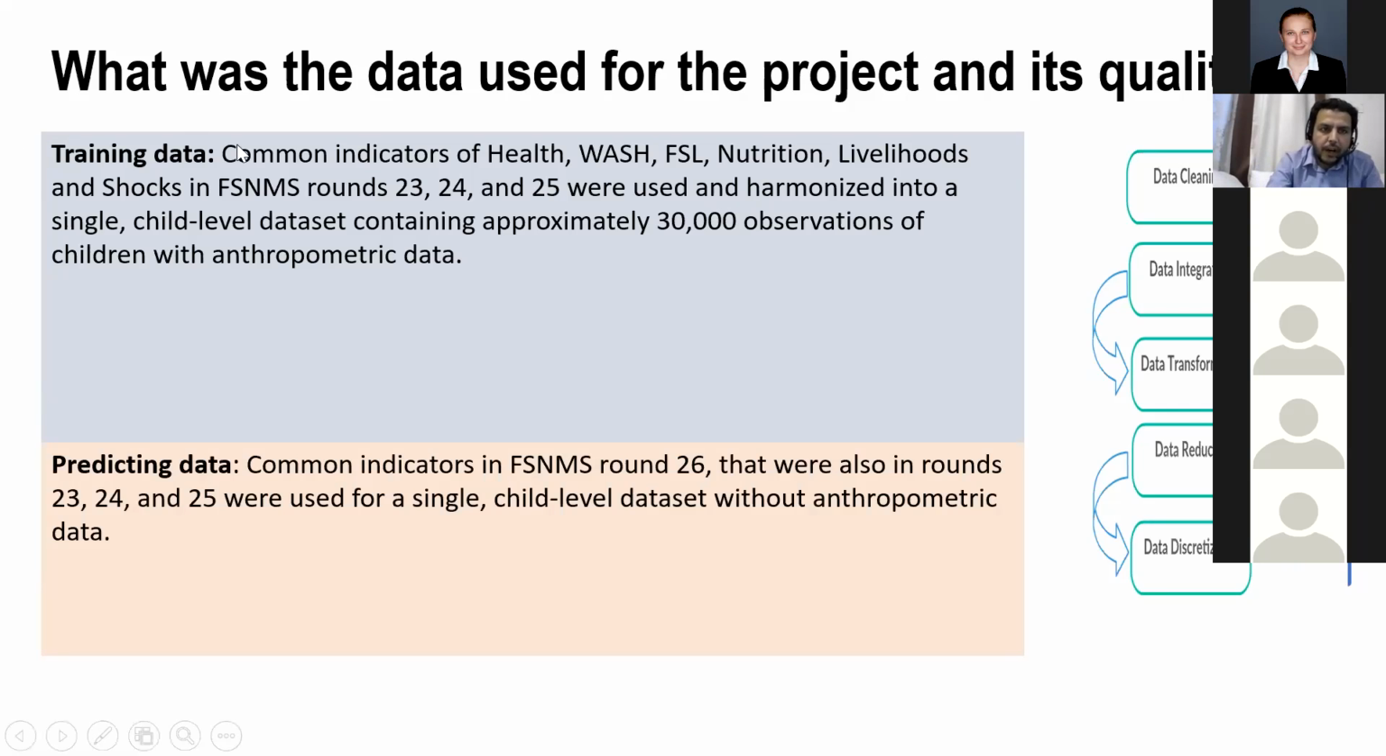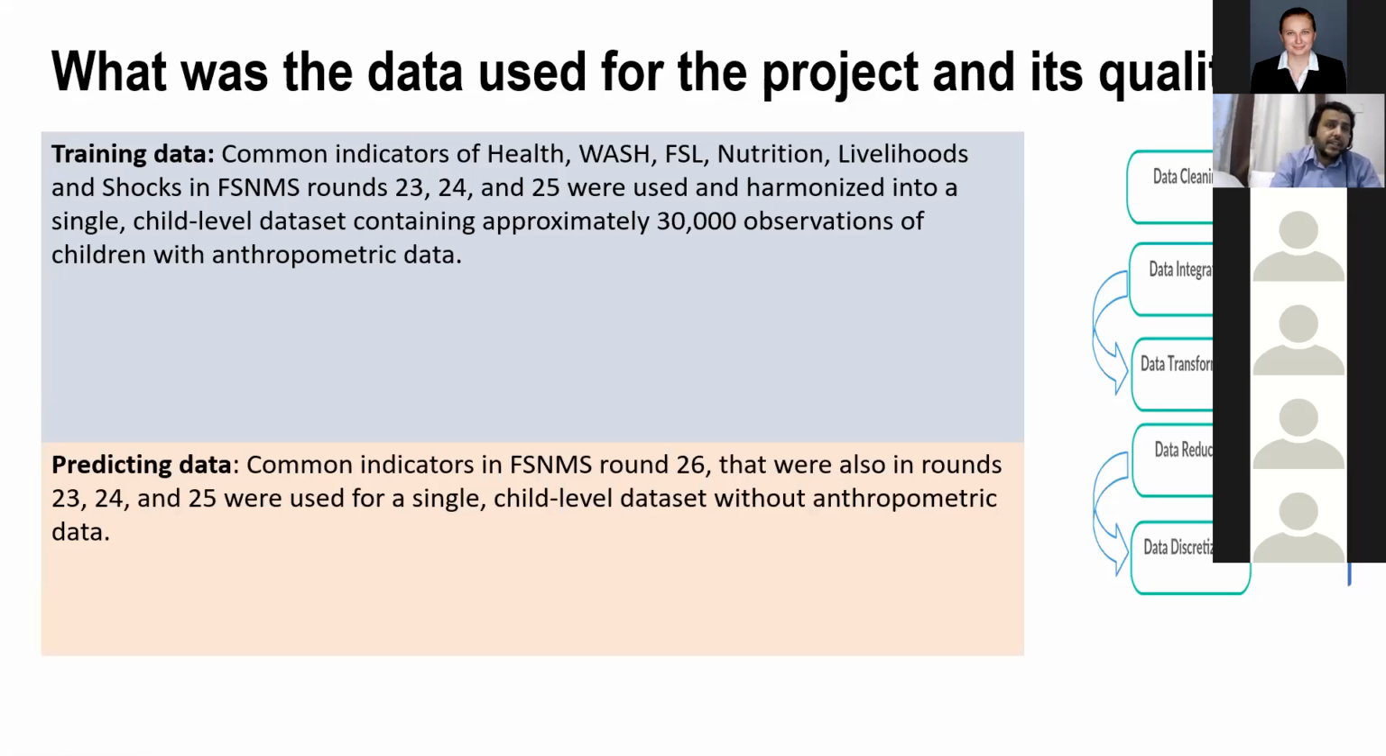So for our training data, we used FSNMS rounds 23, 24, and 25, and we used the common indicators from health, WASH, FSL, nutrition, livelihood, and shocks from all these FSNMS rounds. There were almost 30,000 observations in our data set.